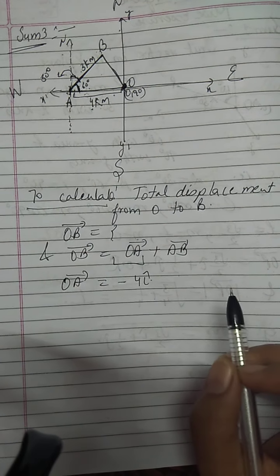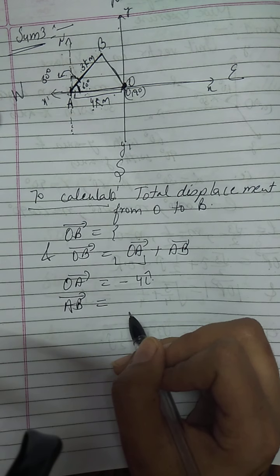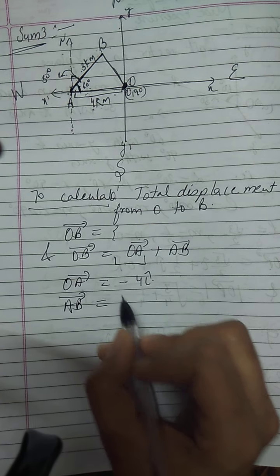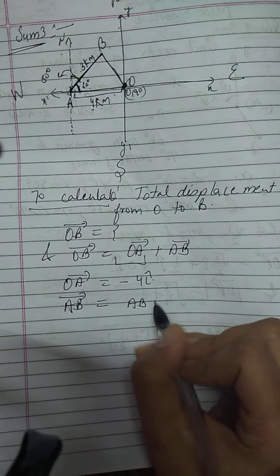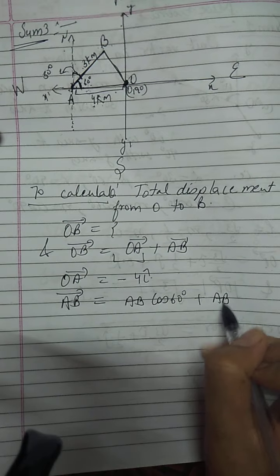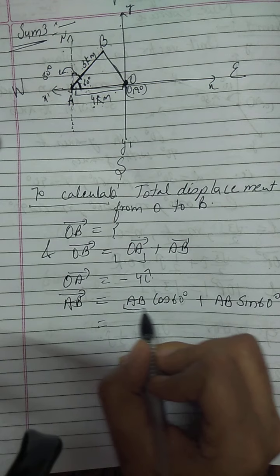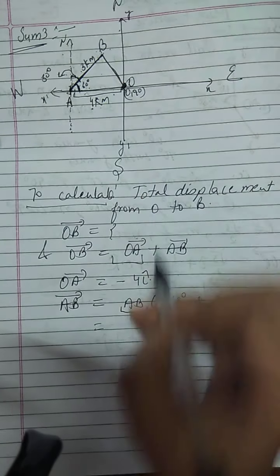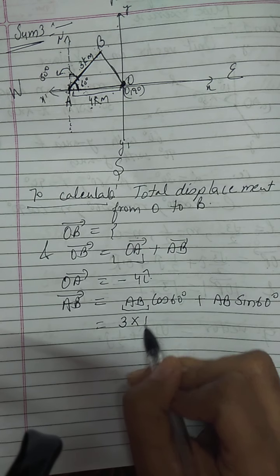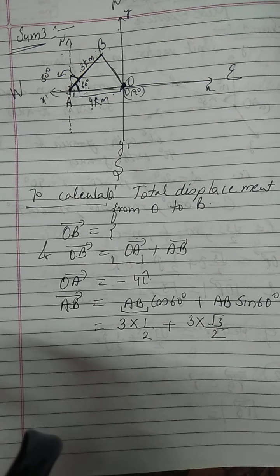Because ultimately the value will be the same. So how will we write it down? The AB vector will be equal to, first of all, if you want, we can write it along the x-axis and then along the y-axis. It will be equal to AB cos 60 degrees plus AB sin 60 degrees. Now, the value of AB, how much distance traveled? 3 kilometers. So this will be 3 into cos 60 degrees, which equals 1 by 2, and 3 into sin 60 degrees is root 3 by 2.